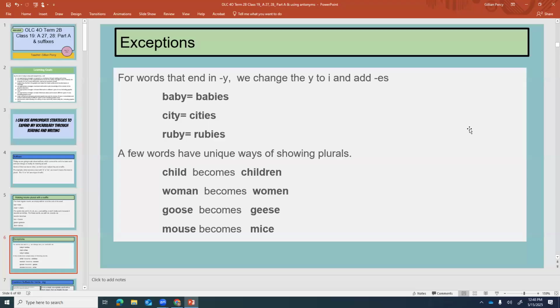And then there are a few words that have what we call unique or irregular ways of showing plurals. A lot of times this is because those words are borrowed from another language. Like the ones we're about to do, a lot of these are from the German language, and so it does the plurals the way they do their plurals. So child becomes children, woman becomes women, goose becomes geese, and mouse becomes mice. Those aren't common, but you do have to be aware of them because if you said like mouses were running around, right, that would technically be a grammatical error.